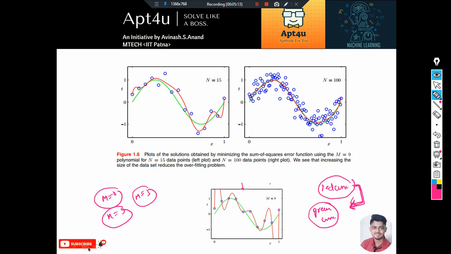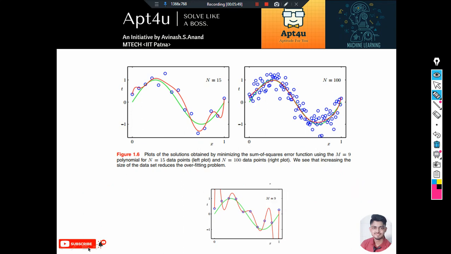Now, to make the red curve look similar to the green curve, that is, to capture the pattern hidden in the data, we understood that the order of the polynomial should be optimal, neither too low nor too high. This was one technique. But what if I say that I just want a higher order polynomial, m equal to 9? We know that if I make m equal to 3 or 4, the red curve will look similar to the green curve, right?